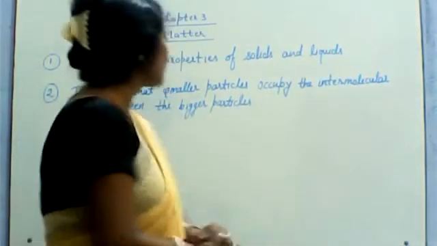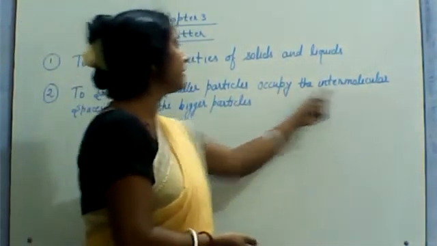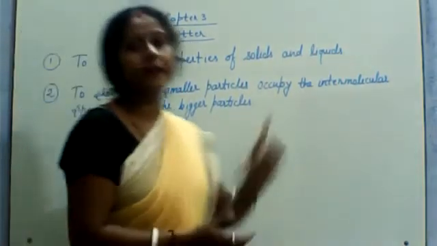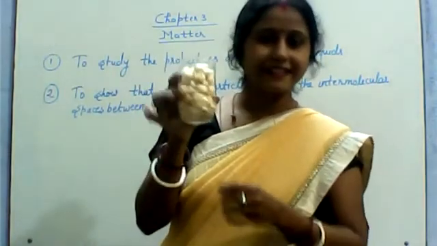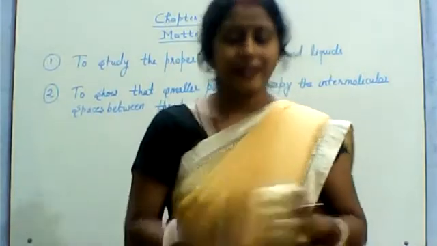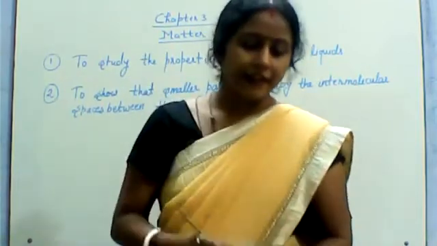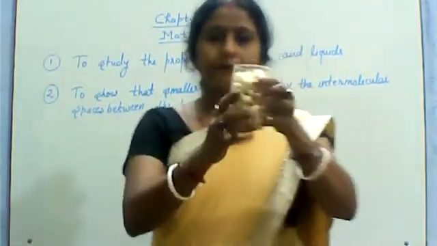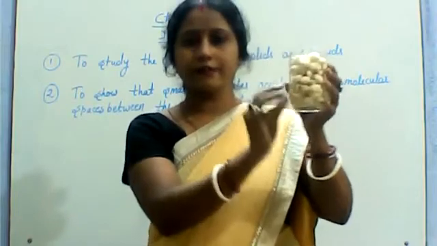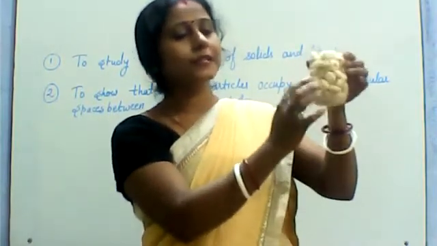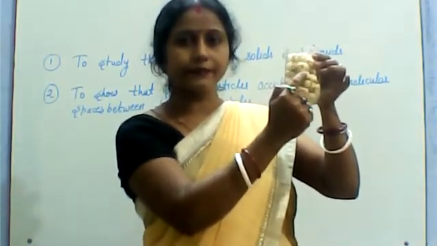Now our next demonstration is to show that smaller particles occupy the intermolecular spaces between the bigger particles. I have some makhanas in a glass, okay, and I have taken some sugar. If I pour this one, you can see this one is a full glass, okay, see this one. But you can see some spaces between these makhanas, some spaces are there, okay.